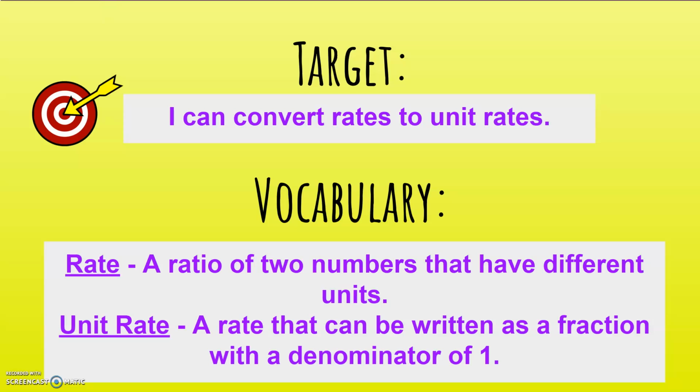Vocabulary. First thing, what is a rate? A rate is a ratio of two numbers that have different units. Two numbers, different units. A unit rate is a rate that can be written as a fraction with a denominator of 1. So we're going to be putting things over 1. We're still going to keep the denominator because it's a different unit from the top, but it's going to have a denominator of 1.